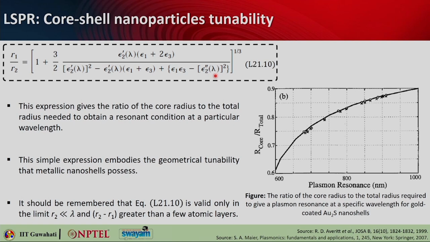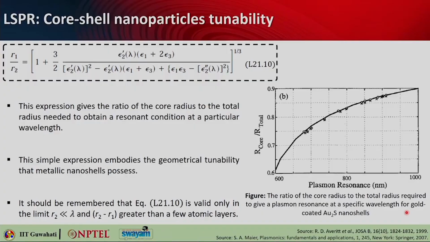So, this formula is particularly for one case, that is dielectric core metallic shell nanoparticle. Once again, to avoid confusion, let me reiterate: gold coated Au2S nanoshell means the core is Au2S, that is gold sulphide, which is basically a dielectric material, and it is coated with gold. That is why it is called gold coated Au2S nanoshells.